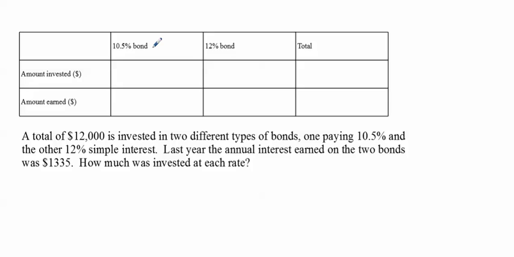So you could think of this as the amount invested and the amount earned, and what you could do is set up a table. In the first part, we don't know how much he has in the 10.5% bonds. We can call that X, and then in the 12% bond, we can say that's 12,000 minus X. And then the total amount is 12,000. So the whole amount that they have is $12,000.